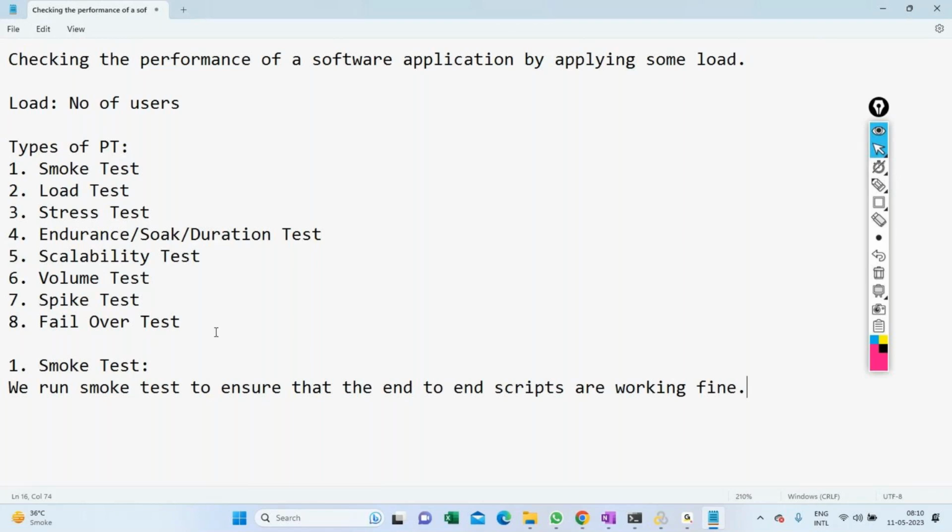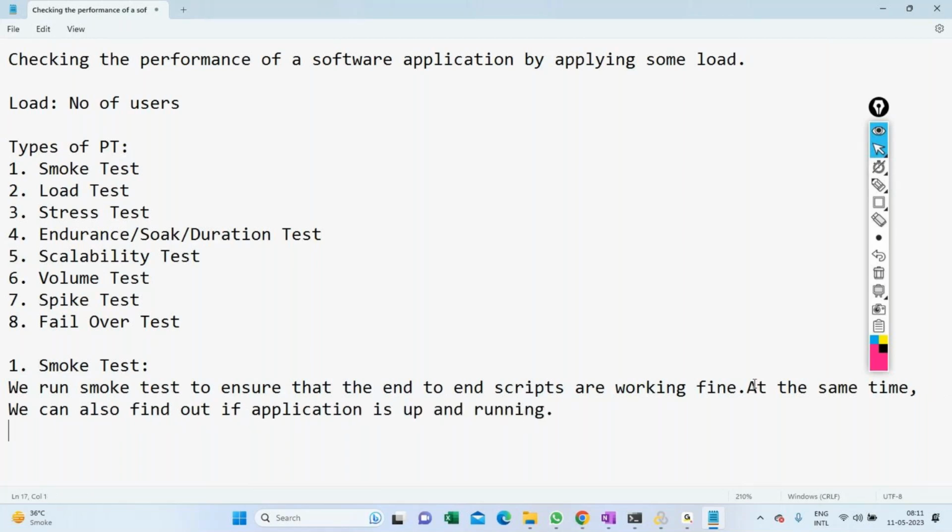See, when do we execute scripts? Once we complete script development, right? So before you run the load test or any other type of major test like load, stress, and so on, you have to run a smoke test for sure. Smoke test will ensure that your scripts are working fine. At the same time, we can also find out if the application is up and running.